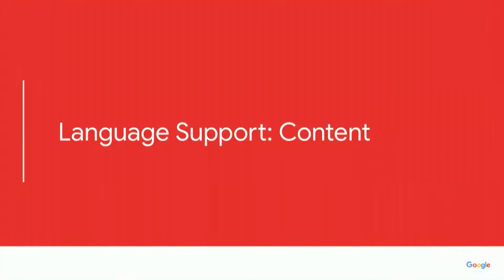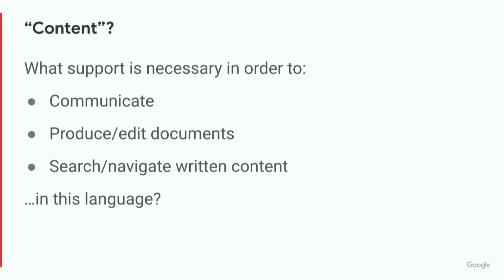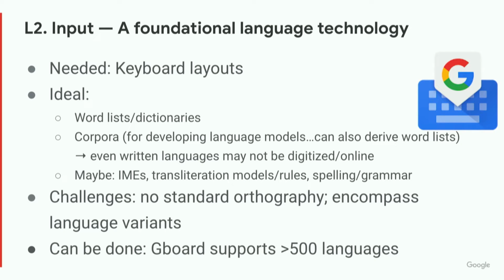All right, and with that, let's talk about content, because that's exactly the next thing. So when we talk about content, that's basically everything. Once you have that basic rendering down, what else is needed to communicate, to produce or edit documents, or maybe to search or navigate other written content for that language? So the first and most fundamental, possibly, technology is input, right?